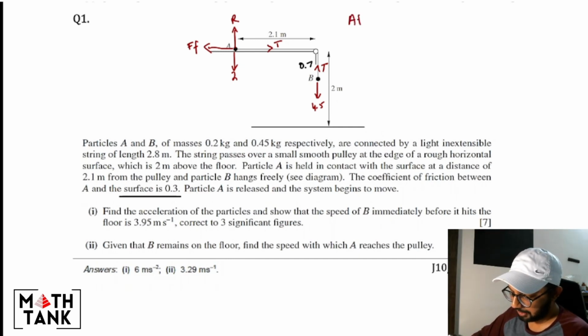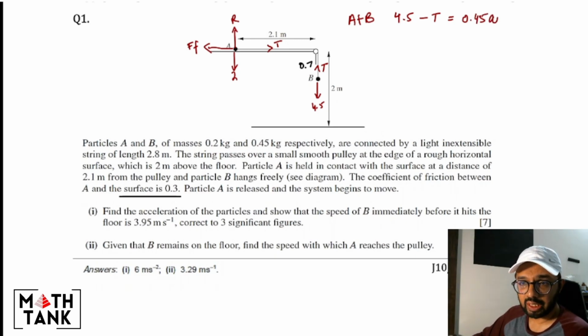So at B, the downward force will be heavier, so 4.5 minus T equals 0.45A. That's F equals MA, where F is the net force. At A, there's a frictional force acting as well.